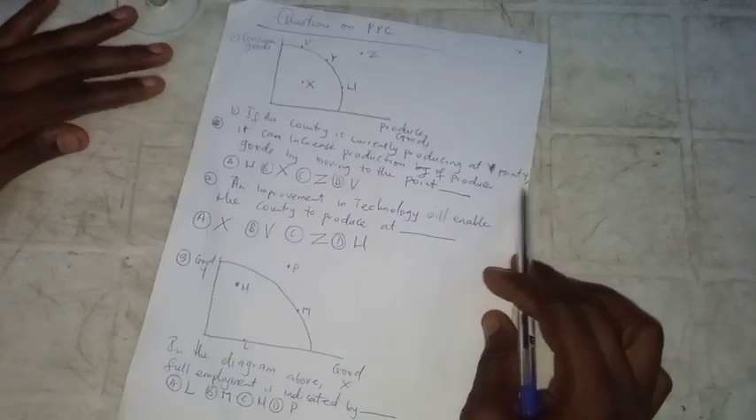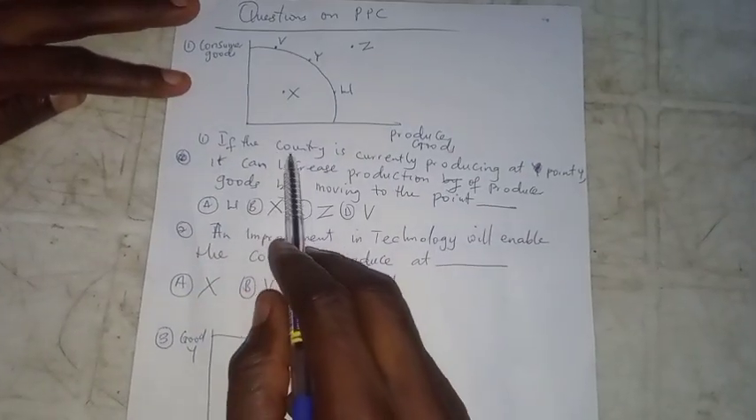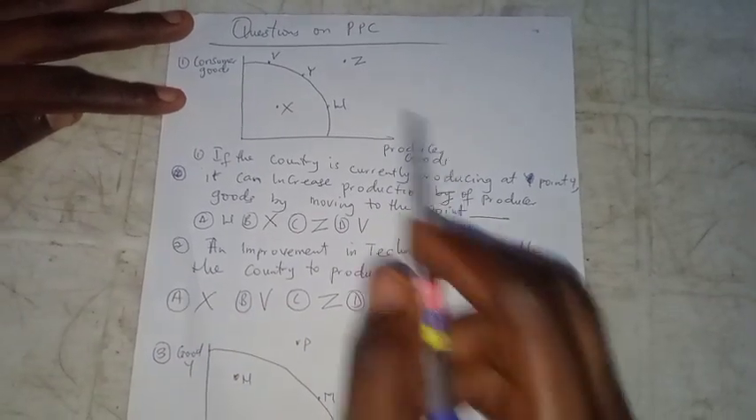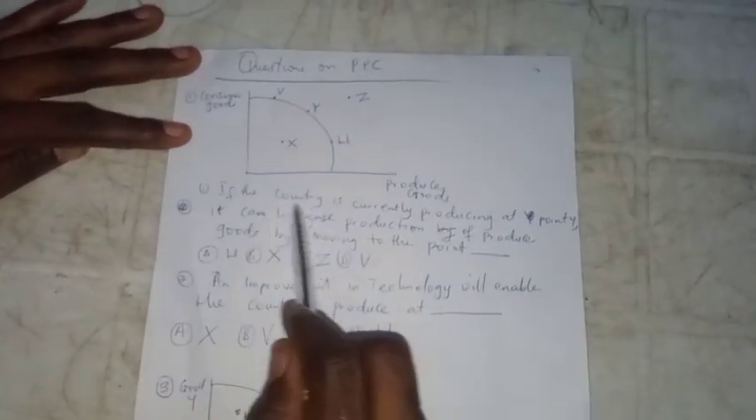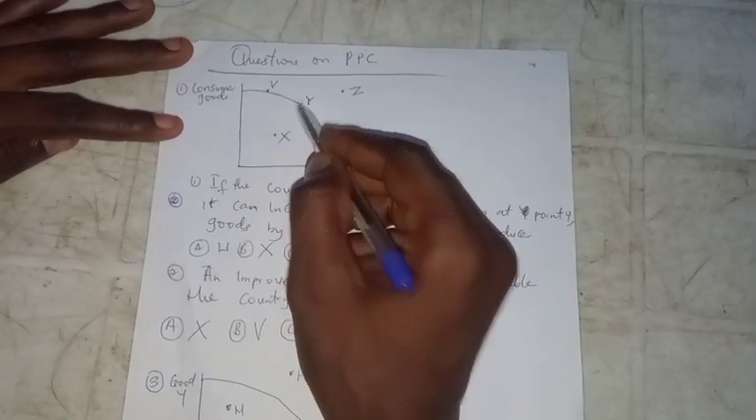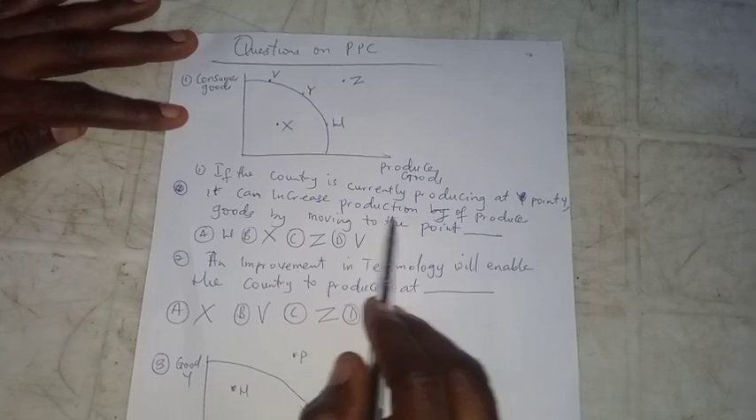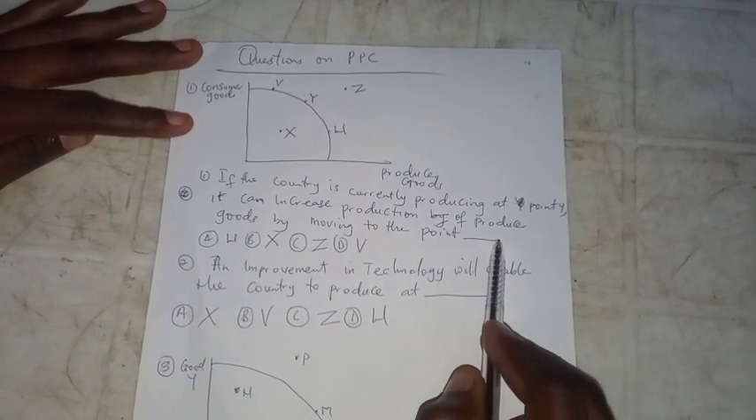So let's quickly go straight to practical questions. Look at this question. They give us this diagram. You have to look at this diagram. Say from the diagram above, if the country is currently producing at Y, it can increase production of producer goods by moving to the point dash.